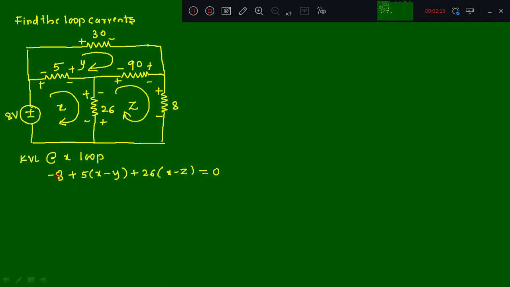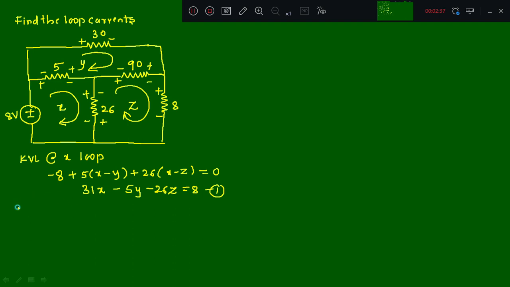So this will be equal to 0. Rearranging the terms, how many X are there here? 5X, here 26X. It's 31X. How many Y's are here? It's only 5Y. It's minus 5Y. How many Z terms are here? It's minus 26Z. So if I take this side, this will become plus 8. Call this equation number 1.